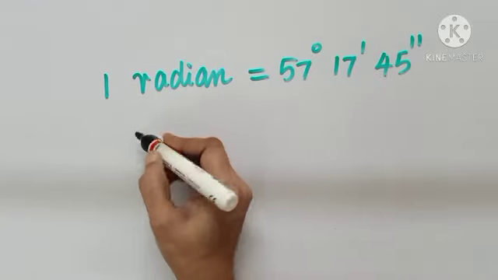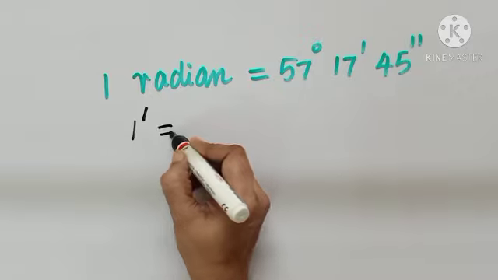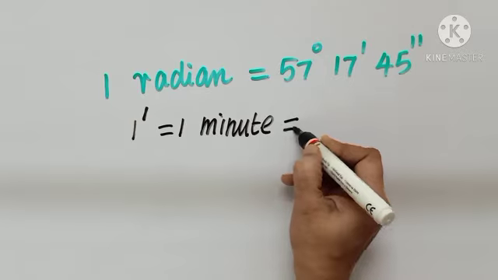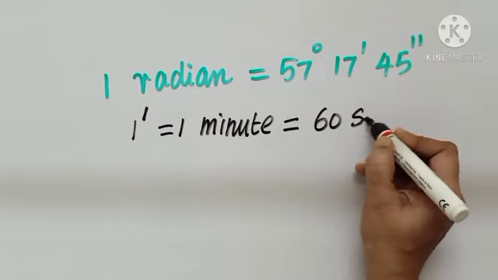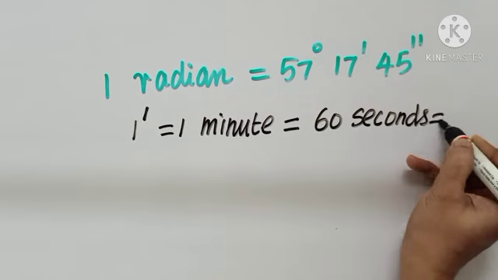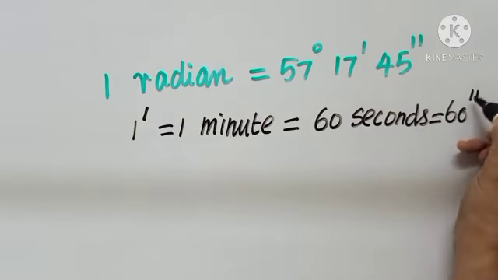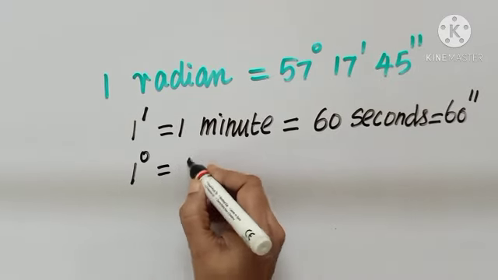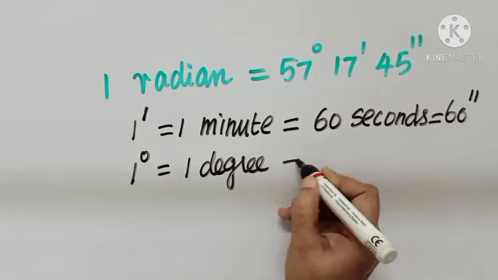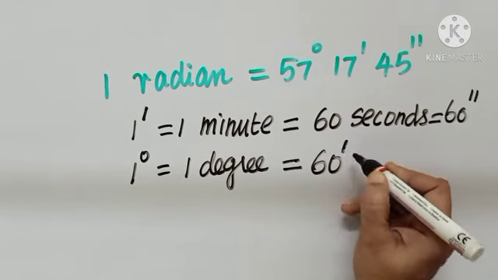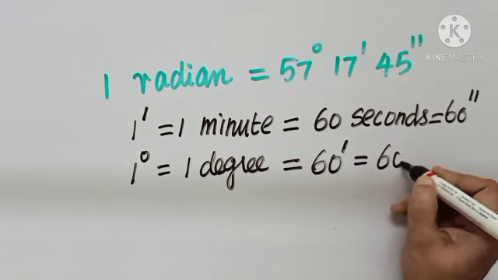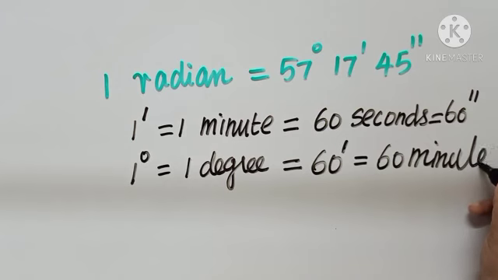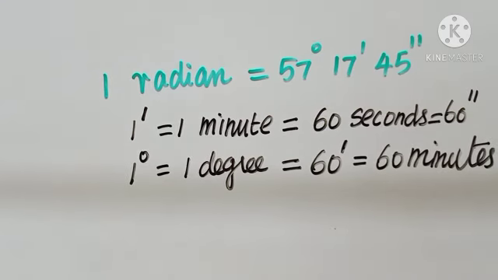What does 1 minute mean? The single line that we put, we read it as 1 minute, and 1 minute is nothing but 60 seconds. Instead of seconds, we put a double line here, so I read it as seconds. In other words, 1 degree equals 60 minutes. A single line tells me minutes. So 1 degree is 60 minutes, whereas 1 minute is 60 seconds.